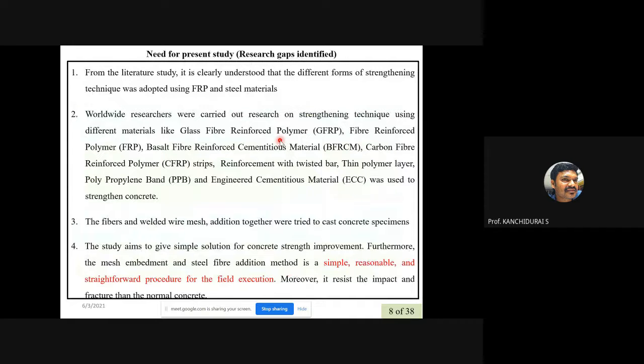And here is the need for my present study from the present literature. It is clear that different forms of strengthening techniques were adopted using FRP and steel materials. Worldwide research has been carried out on strengthening techniques using different materials such as GFRP, FRP, BFRP, CFRP, twisted bars, polymeric and polypropylene bands, and engineered cementitious material, etc.